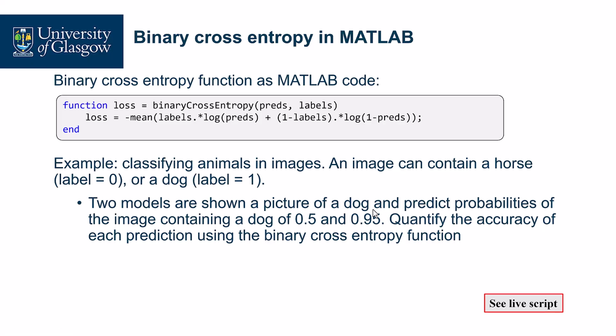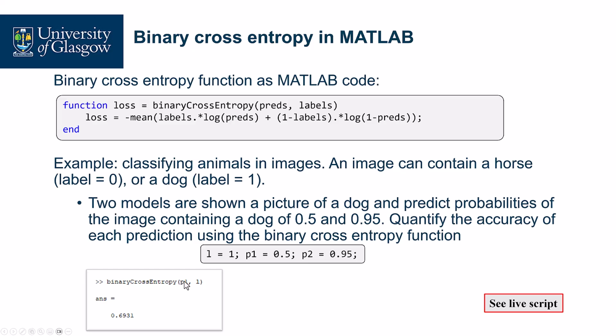Now we can quantify the accuracy through the loss function of the binary cross-entropy. So we just see the label is 1 because it's a dog, label is 1, and we put the two probabilities here. Then we call this function. We can say binary cross-entropy P1, let's use this 0.5 in, and the label is 1, so the loss is 0.69. And then we can put the P2 in, 0.95. We can see the loss is very small, right? So this is the binary cross-entropy. So more details, you can look at the live script.